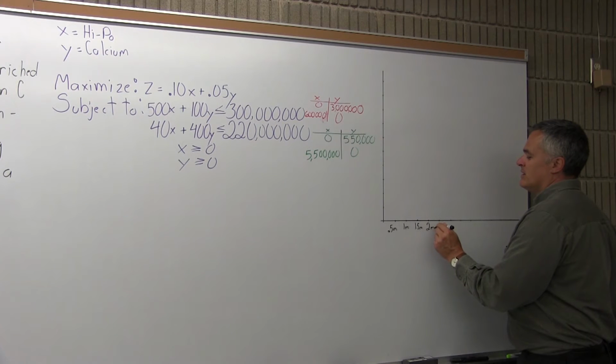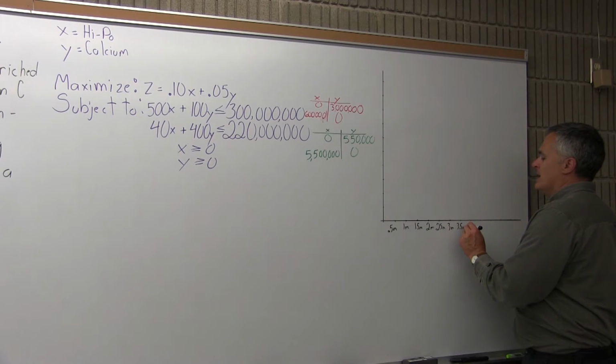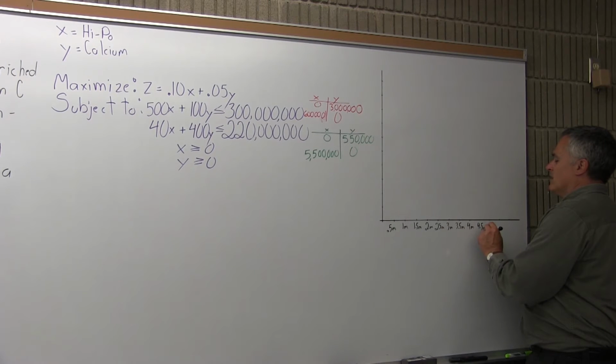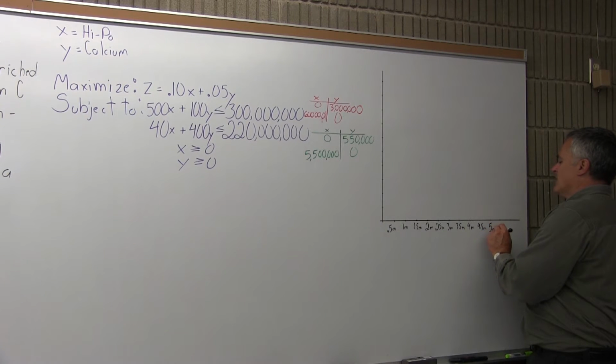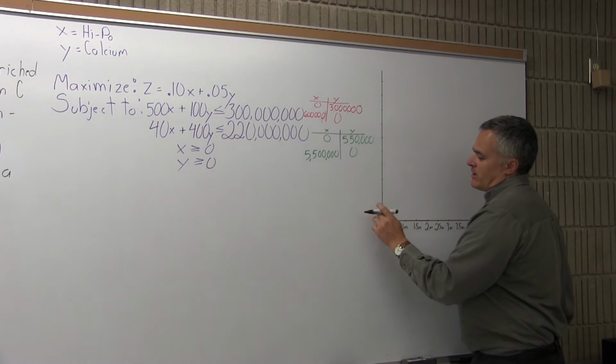Then 2 million, 2.5 million, 3 million, 3.5 million, 4 million, 4.5 million, 5 million, 5.5 million. That's enough. I have one more line. I'll do 6 million. And the same scale for the y will work.